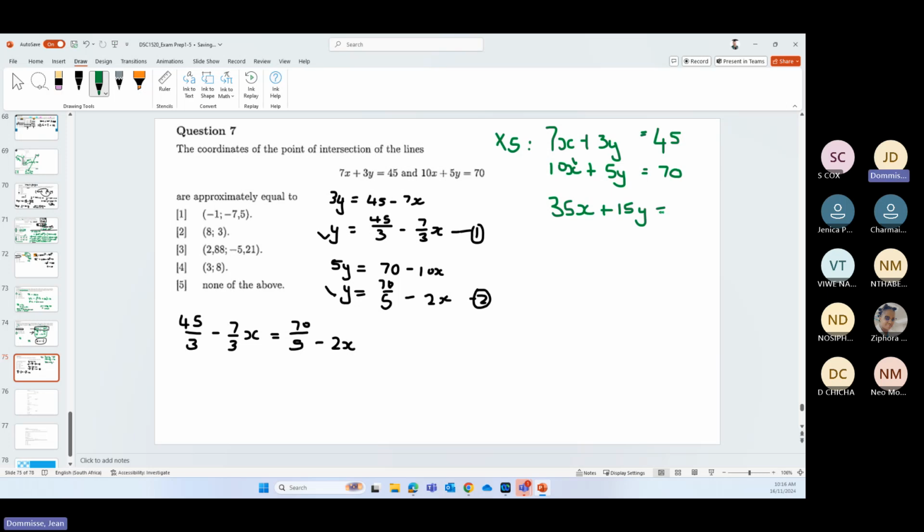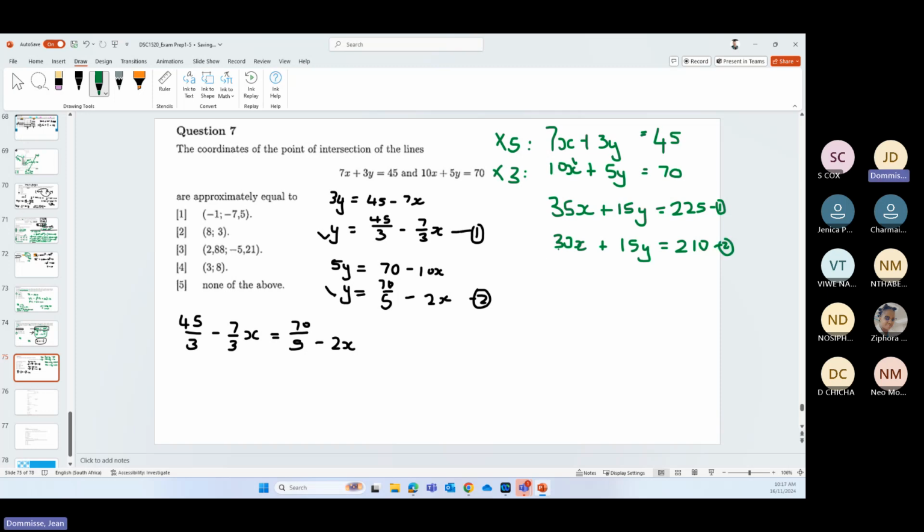And 45 times 5 is 225. Then the second equation, multiply by 3. So now we've got 50x plus 15y is equal to 210. And now this equation, let's say equation 1, equation 2, I subtract the 2.